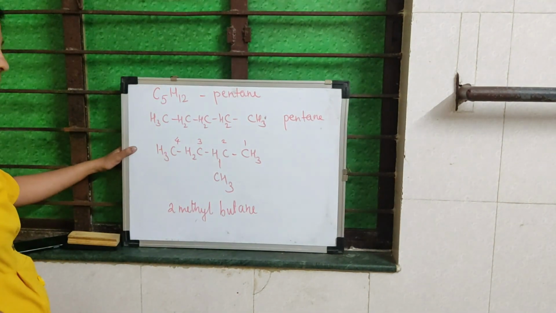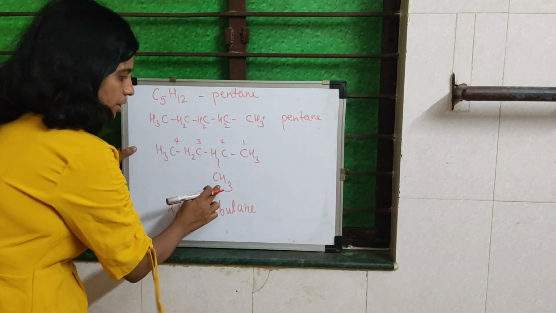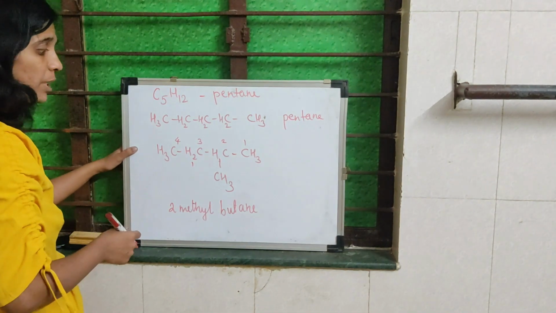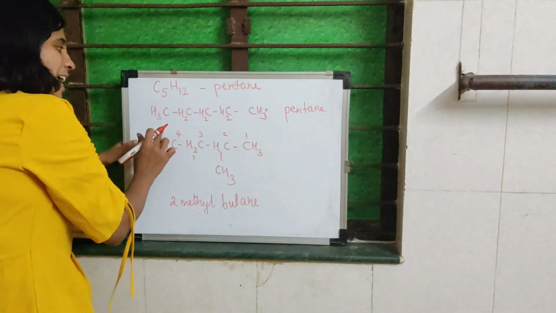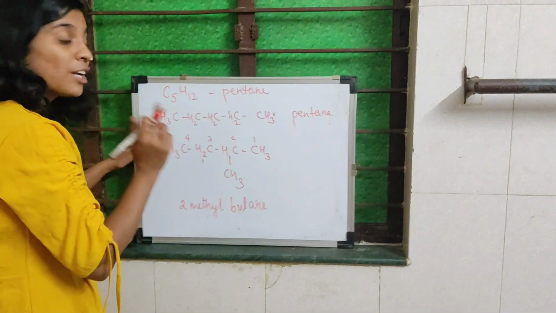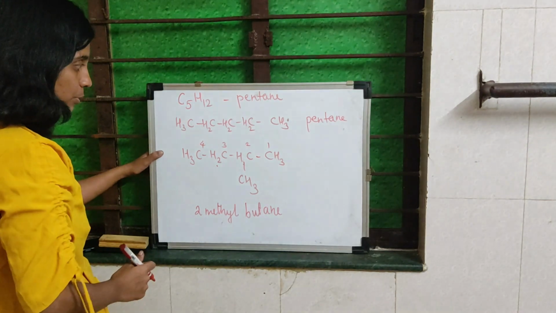Okay. Now, what if I take this methyl group and put it here? Again, it will become 2-methyl butane because I will start counting from here. What did I tell you? It has to start from the end to get the lowest number. So again, it will become 2-methyl butane.